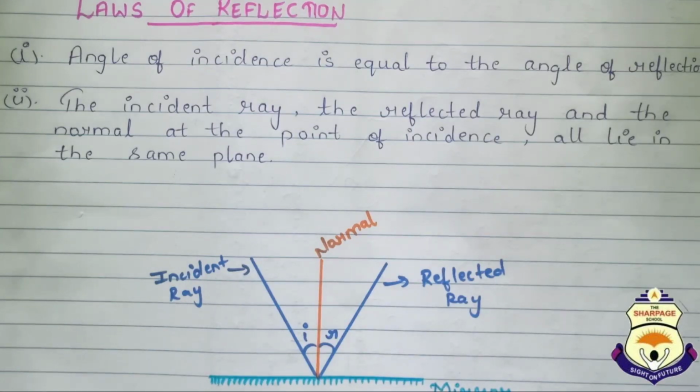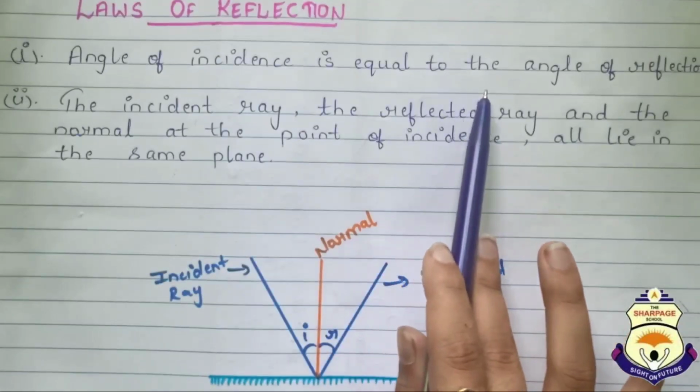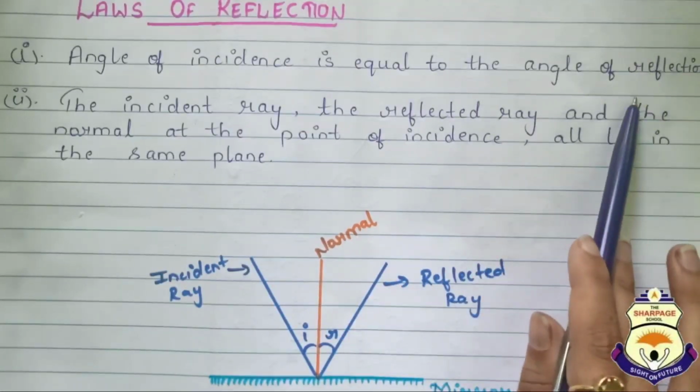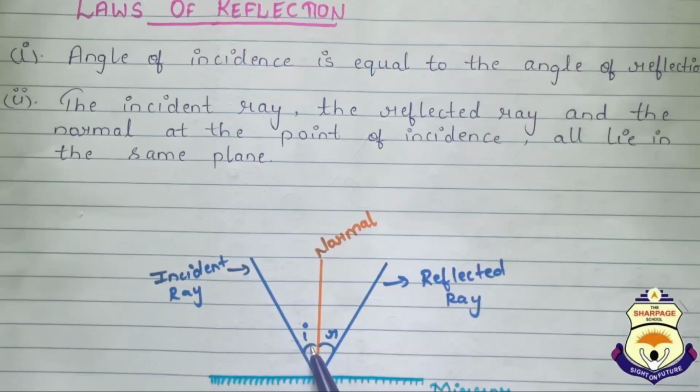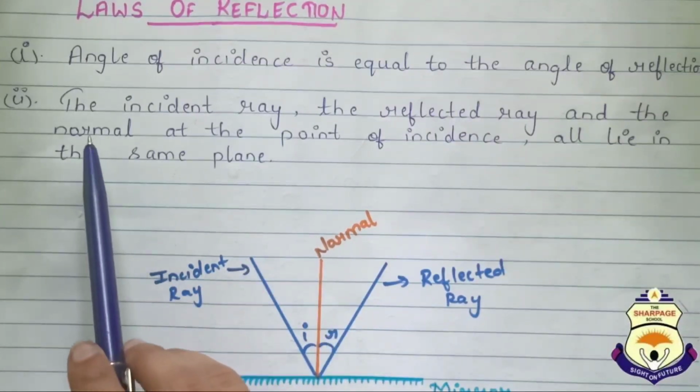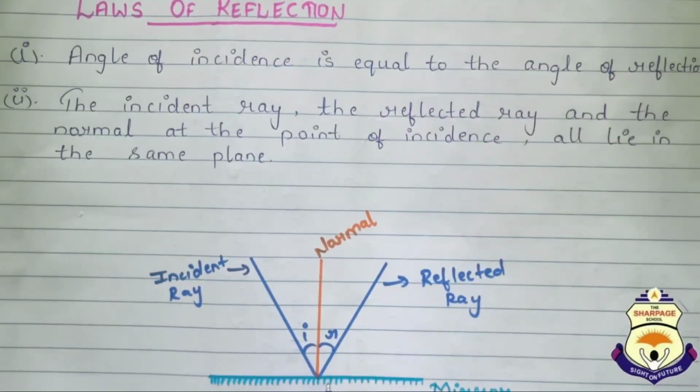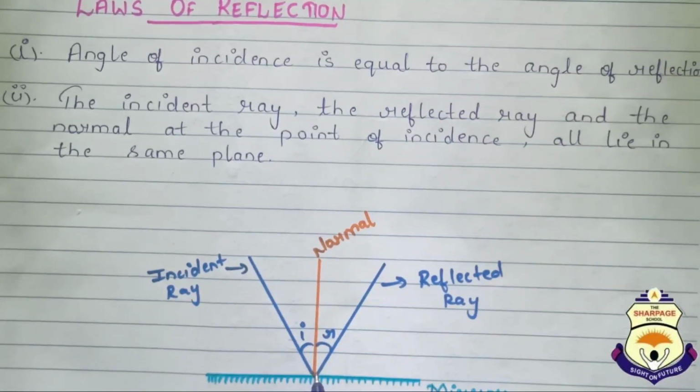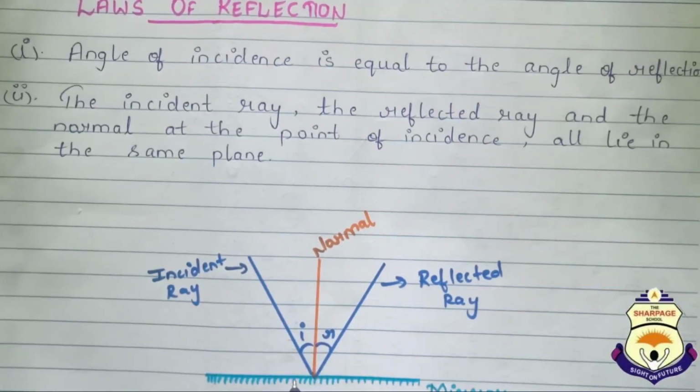Students, there are two laws of reflection. The first law of reflection is that the angle of incidence is equal to the angle of reflection, meaning the angle of incidence i is equal to the angle of reflection r. The second law is that the incident ray, the reflected ray and the normal at the point of incidence all lie in the same plane. So these are the two laws of reflection.